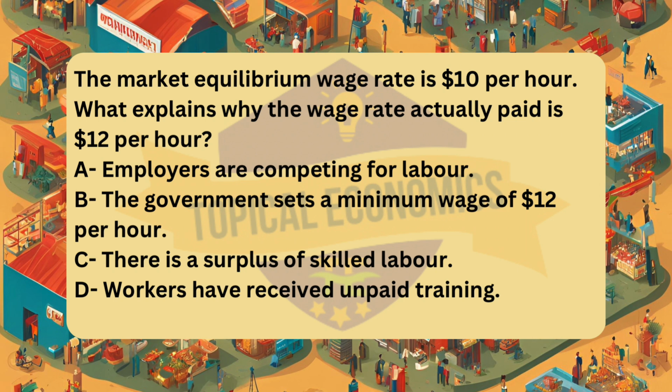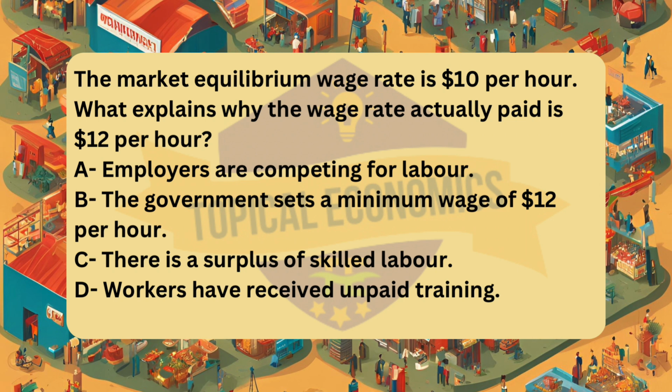The correct answer for this question is option B. The government sets a minimum wage of $12 per hour. The market equilibrium wage rate is the wage at which the quantity of labor supplied equals the quantity of labor demanded, in this case, $10 per hour. However, if the wage rate is actually $12 per hour, this could be due to government intervention, such as the implementation of a minimum wage law.